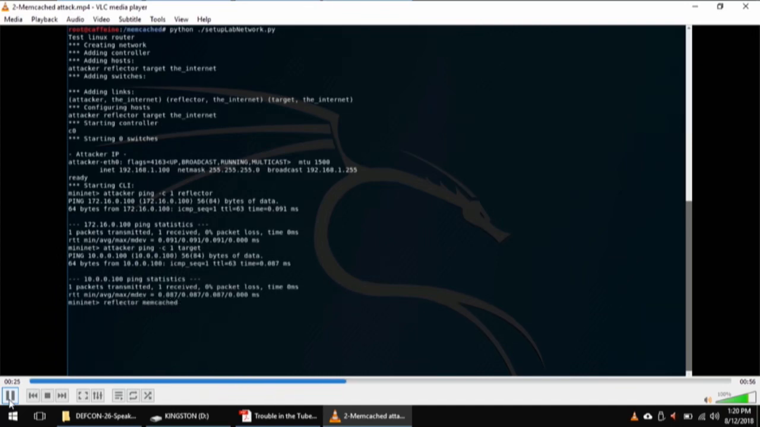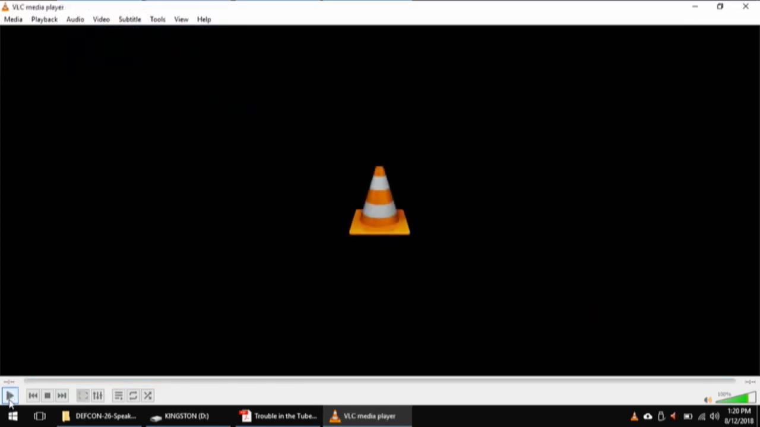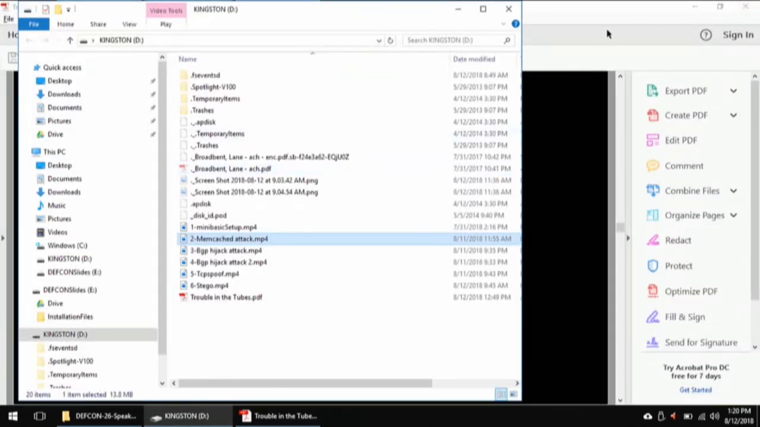All right, so let's start up our Memcache service on our reflector. We're going to tell it we want to listen on all ports and all address interfaces, and that we want it to use UDP. All right, and let's quickly send our one spoofed packet. Now, there's a little bit of magic sauce behind this to get a higher amplification factor, but we don't change any of the settings in it. And then we've sent our one packet using our target's IP address.